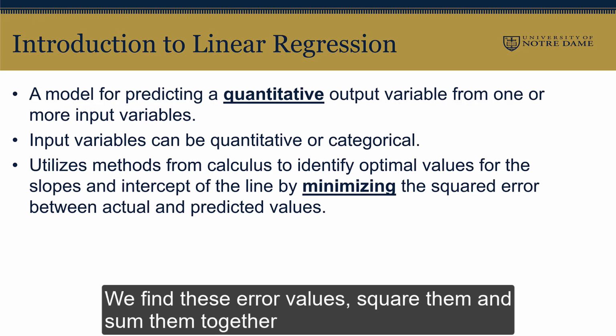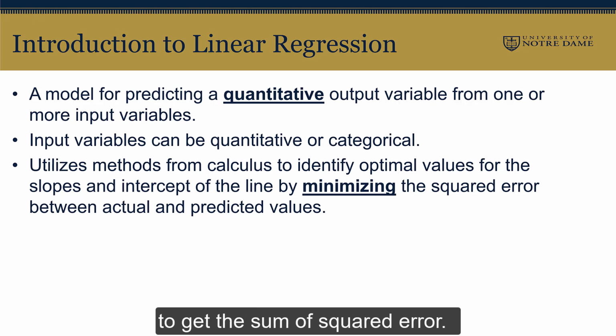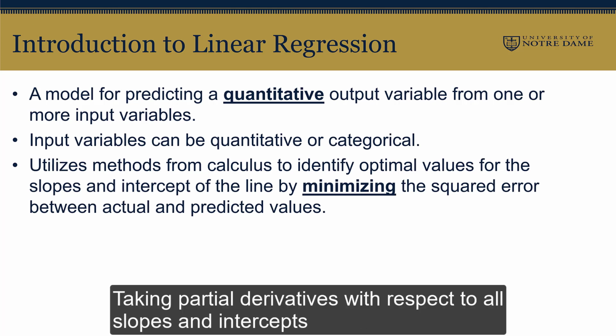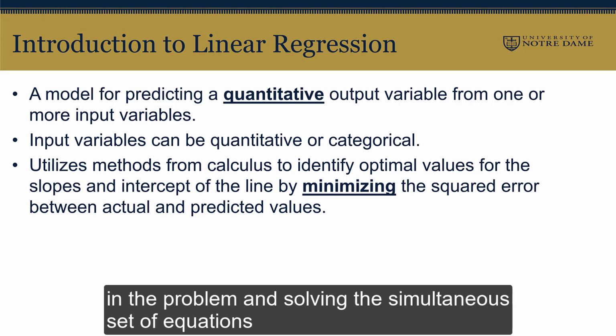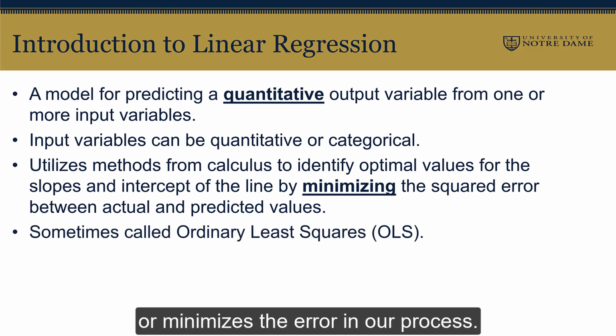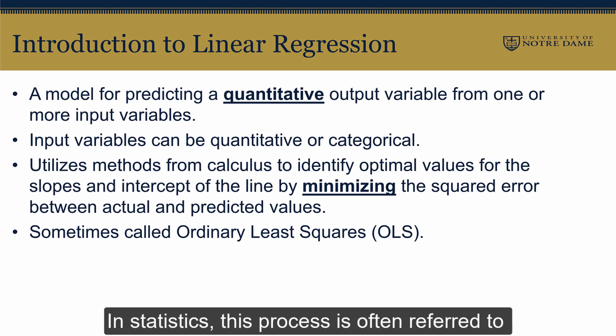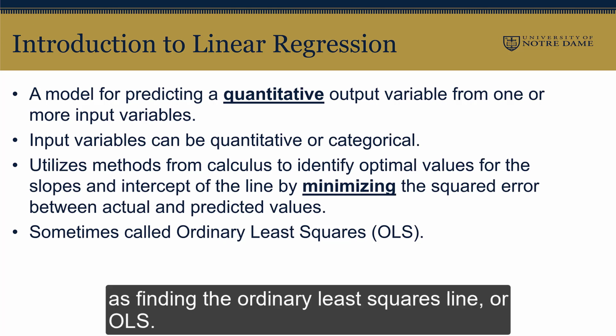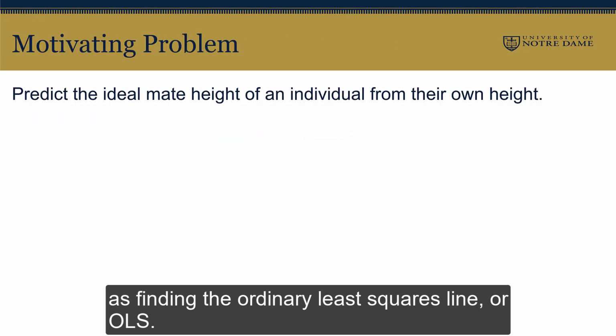We find these error values, square them, and sum them together to get the sum of squared error. Taking partial derivatives with respect to all slopes and intercepts in the problem and solving the simultaneous set of equations give us a set of values that optimize or minimize the error in our process. In statistics, this process is often referred to as finding the ordinary least squares line, or OLS.